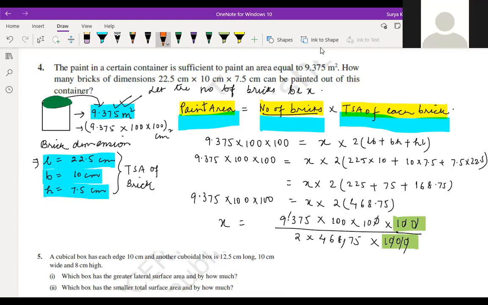So now we cancel here by 25 table. Below it should be 100 only, no? Because there are only 2 digits down, that's why I wrote 100, and the numerator is 3 digits, that's why I wrote 1000. Sir, 468.75 into 2 is 937.5, sir. Yeah, you can cancel it off.